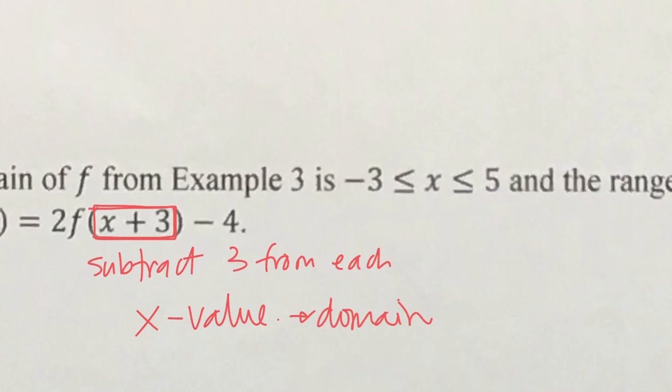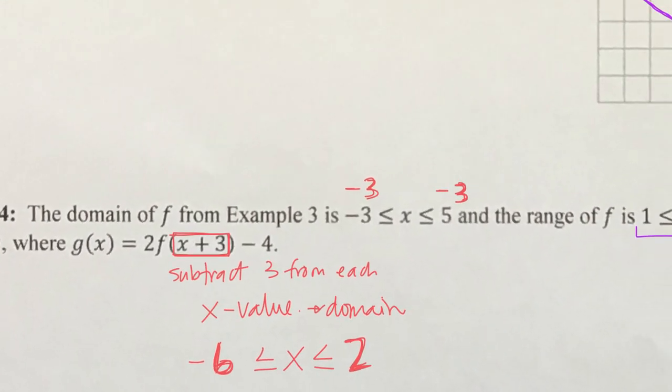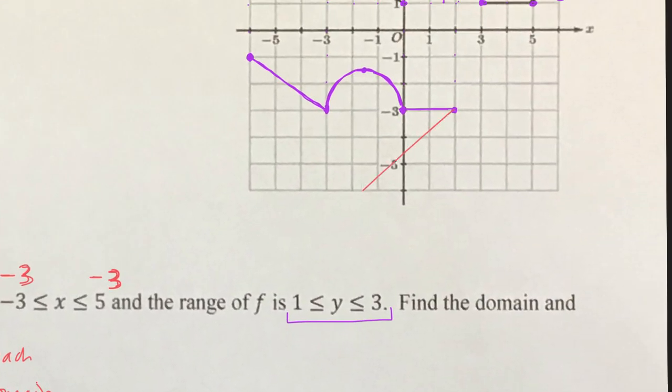So here is your domain. What happens when I subtract 3 from each of these terms? Negative 3 minus 3 becomes negative 6, right? And we have your less than x less than. 5 minus 3 is 2. So we have an x domain of negative 6 to positive 2. Okay, is that true over here? Is that what we did? Yes, looks like we have a negative 6 to positive 2. That looks like it's our new domain.